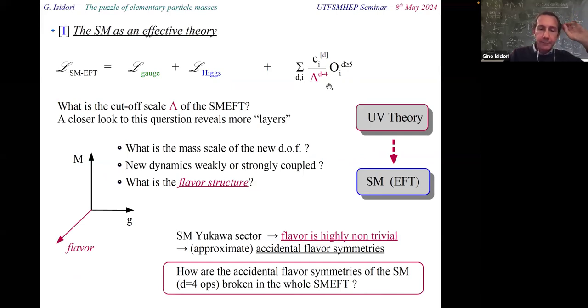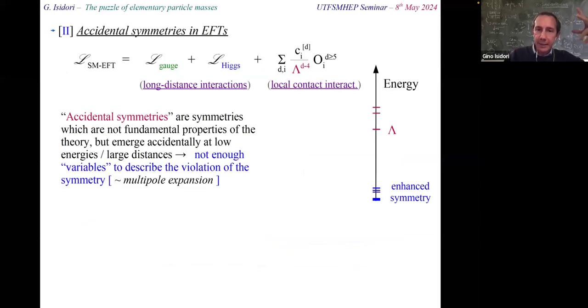To be more quantitative, let me first open a parenthesis and discuss in general this concept of accidental symmetry. What do we mean by accidental symmetry? Accidental symmetries are symmetries which are not fundamental properties of the theory, but emerge accidentally at low energies, simply because we don't have enough variables to describe the violation of the symmetry. Here, the operators that we have do not allow us to describe a violation of lepton flavor. It's a bit like the multipole expansion. If you look at something from a far distance, everything looks spherical because you just look at the leading multipole, which is the monopole. Then when you go closer, you start to resolve the dipole and so on, and then you break the symmetry. You start from a spherical symmetry, then go to a cylindrical symmetry, and then less and less symmetry.